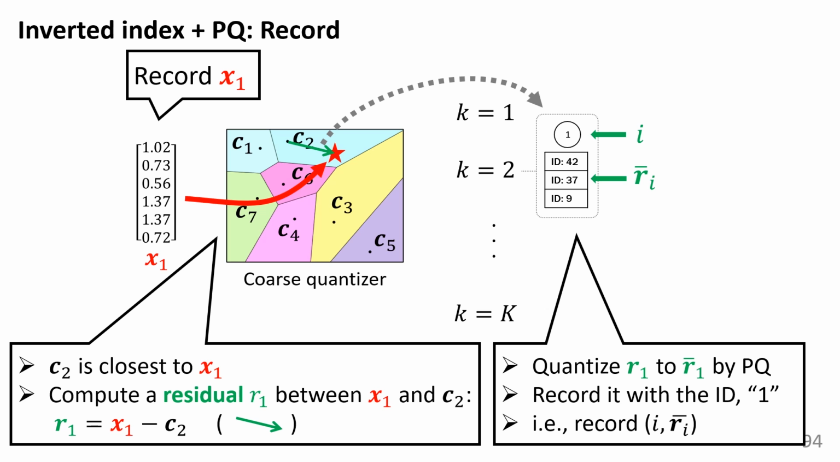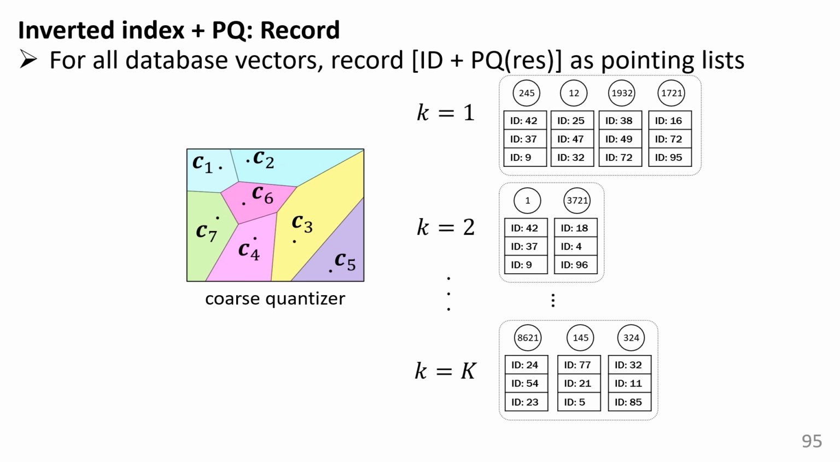Then we repeat this process for all database vectors. For all vectors, we record the ID and the PQ residual in the form of a posting list, like this. So this is the basic data structure for an inverted index plus PQ.